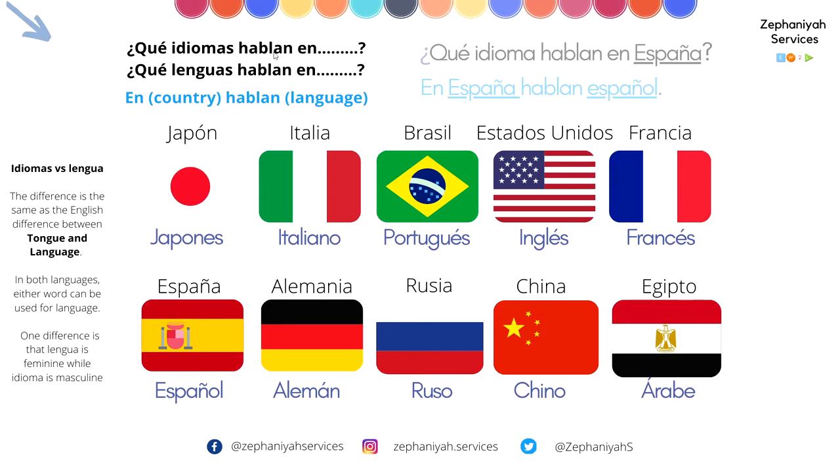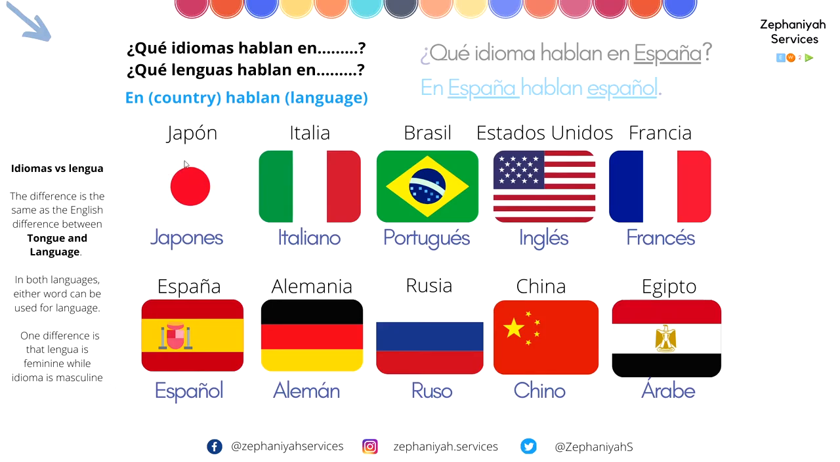All right, so let's do this again. Wait, let me explain a little bit better. We have some flags from different countries here. On the top, I've written the country, el país, por ejemplo, Japón, Italia, Brasil, Estados Unidos, Francia, España, Alemania, Rusia, China, Egipto. Y abajo es la lengua o el idioma, the language or the tongue that is spoken in that country.